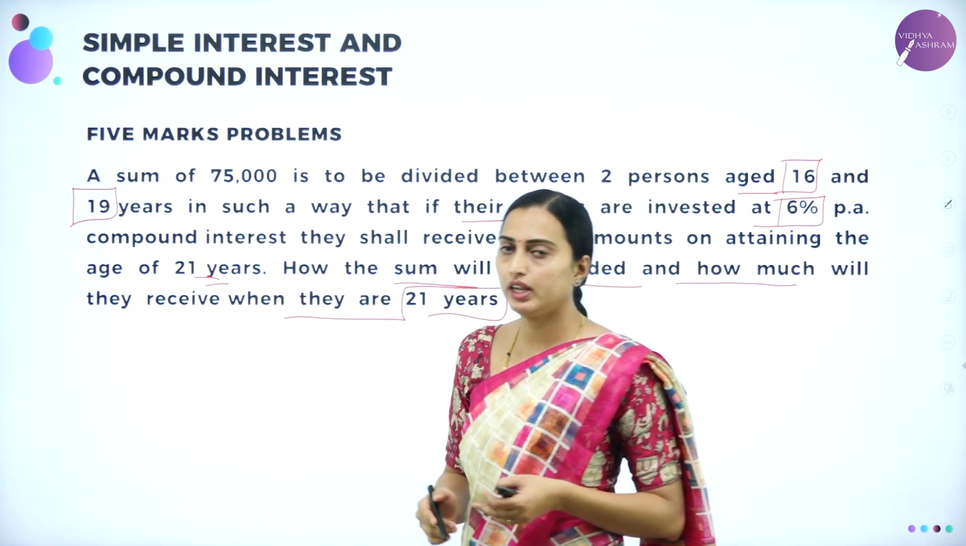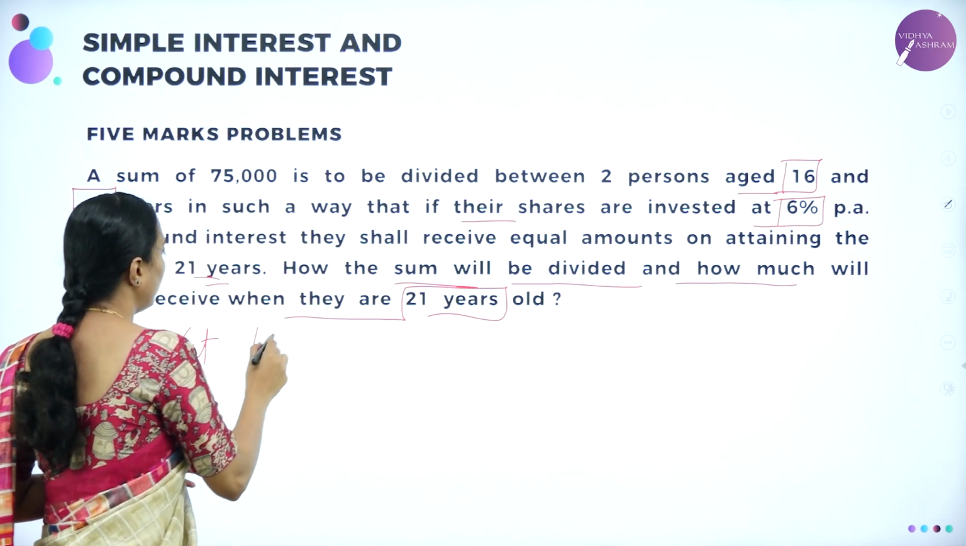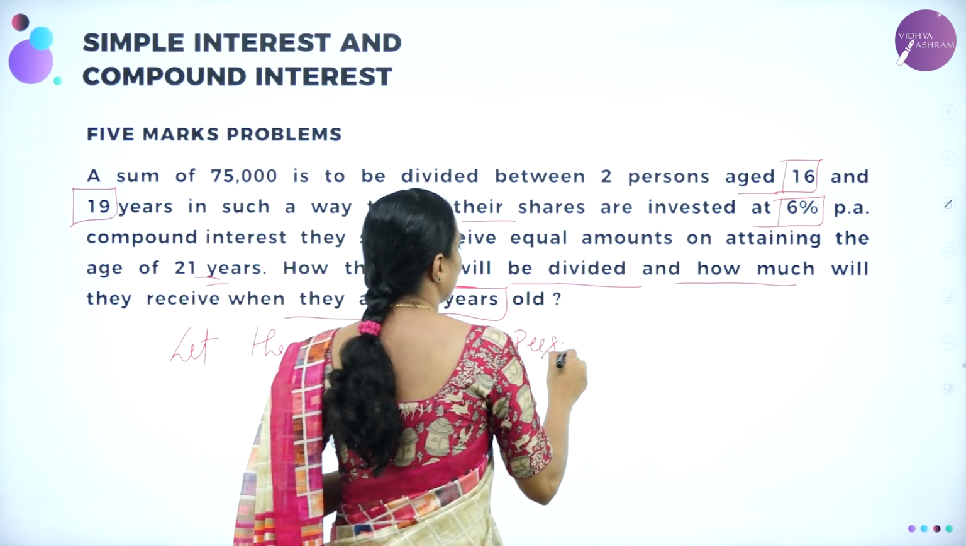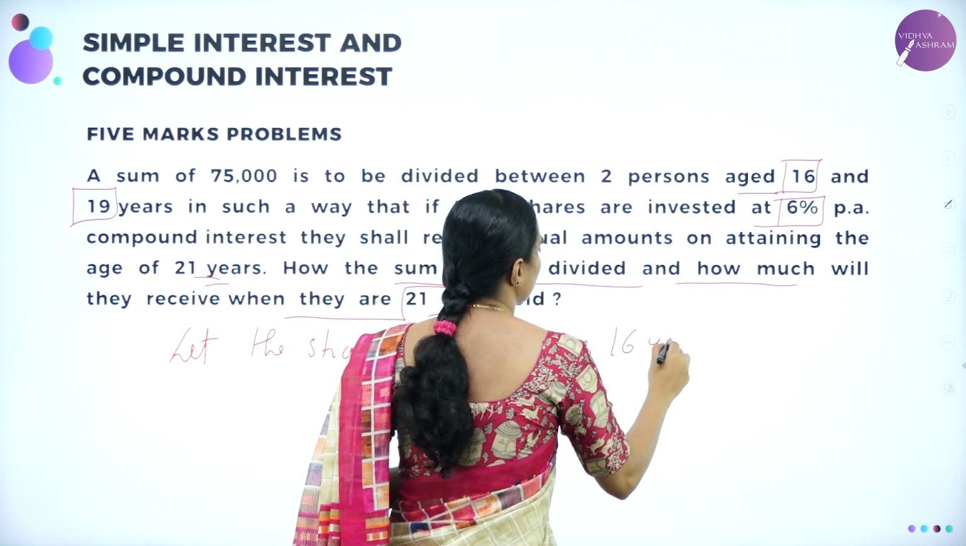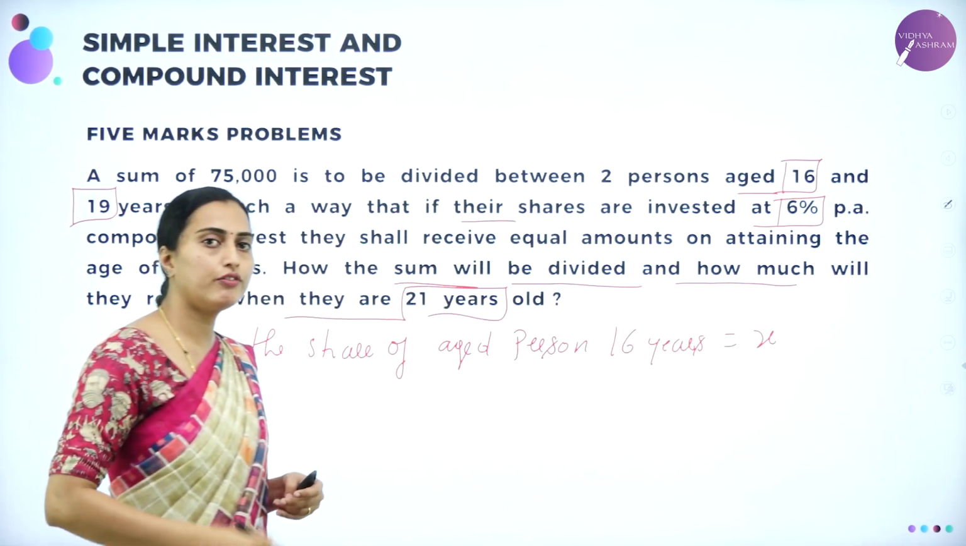Now what I am going to take is, let the share of the person aged 16 years be equal to X. Now what will be the share of the other?